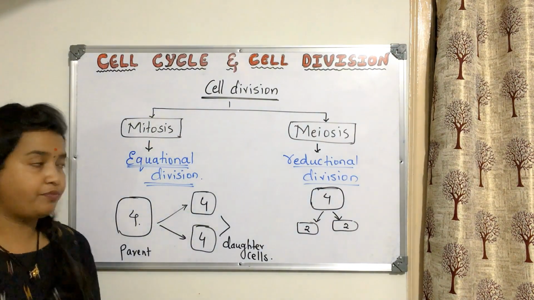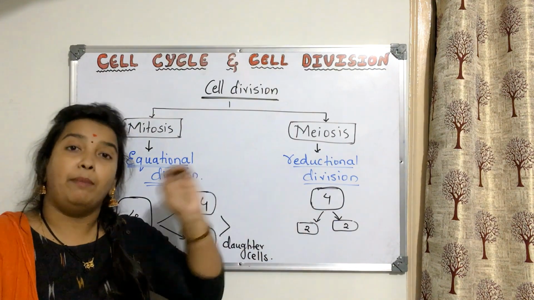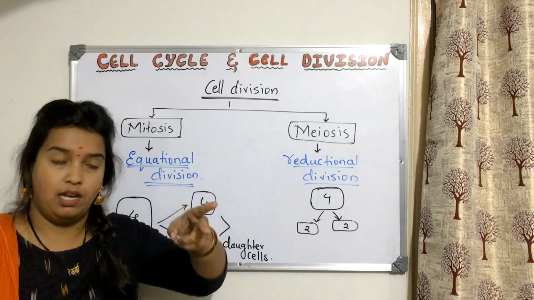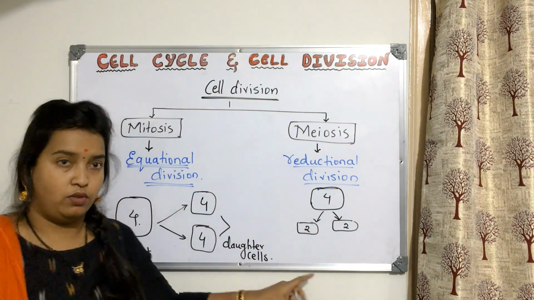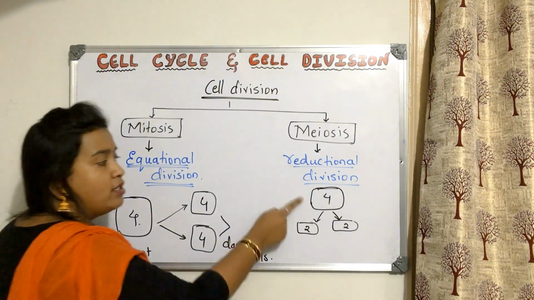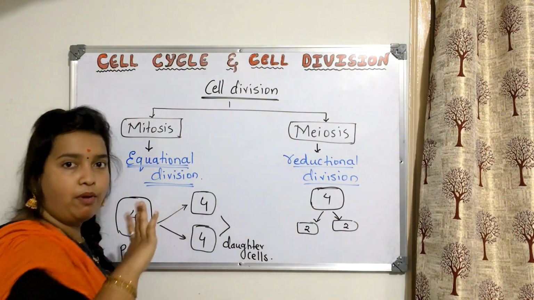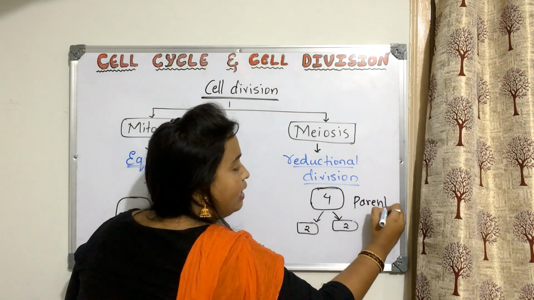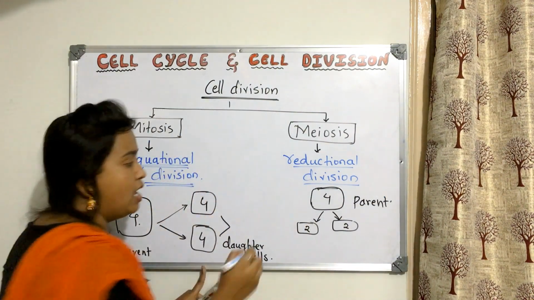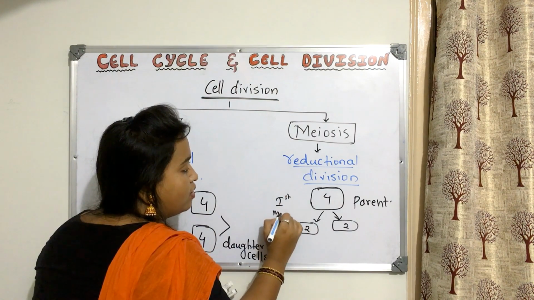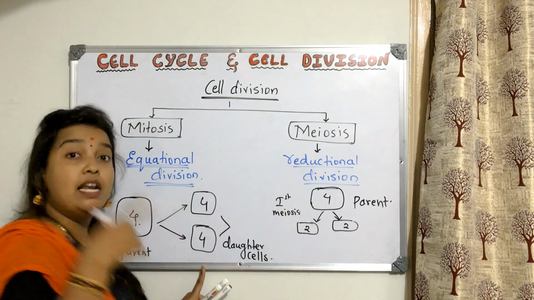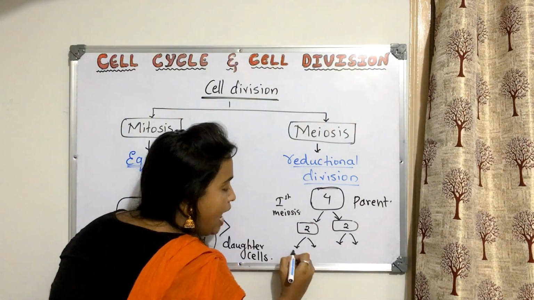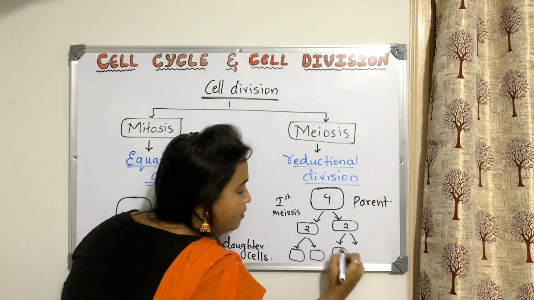One thing I'll make it clear. Meiosis will not stop here. Meiosis is a division which takes place in 2 processes, meiosis 1 and meiosis 2. This crude knowledge you should understand here only. We will talk about meiosis in detail, but when this parent cell undergoes meiotic division, it will form 2 daughter cells first in the first meiosis. This is called the first meiotic division. Then this cell will again undergo division, this also will undergo division, and form totally how many? 4 cells.